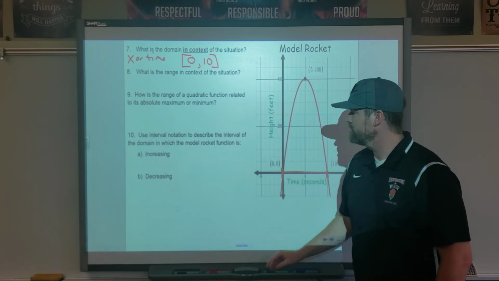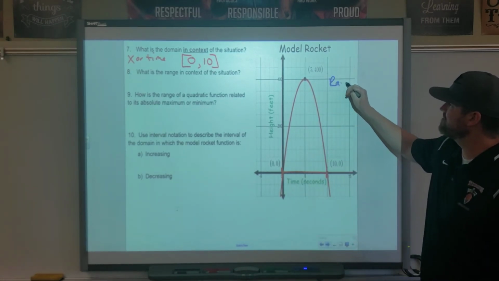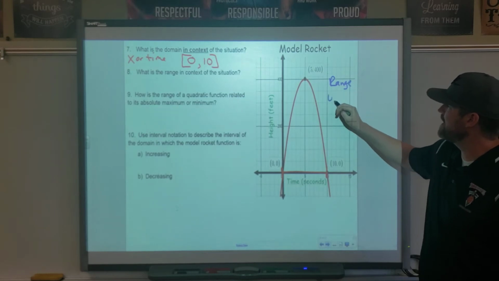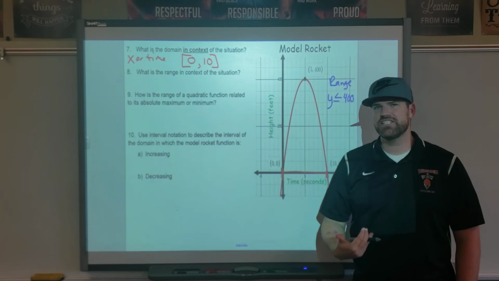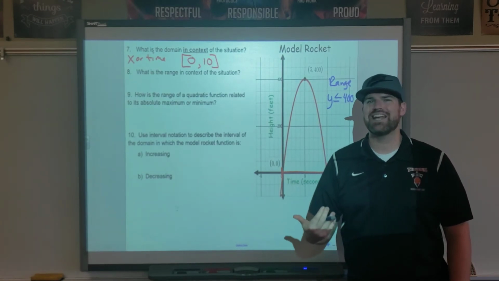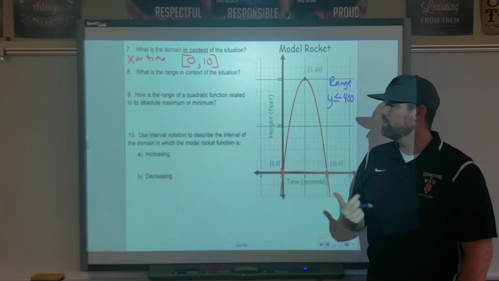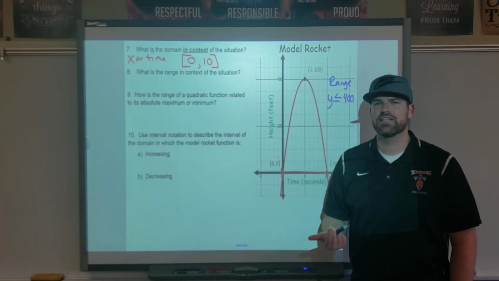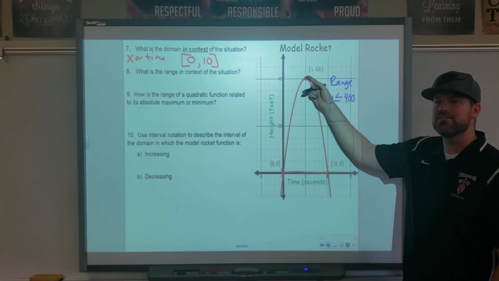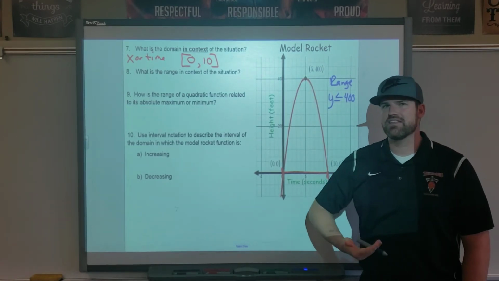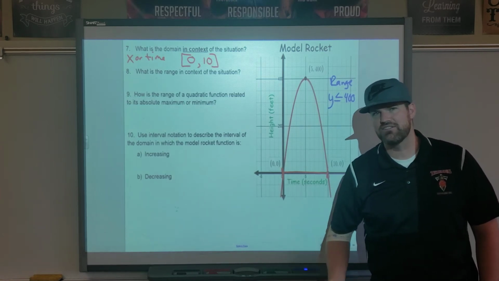Likewise, with the range, we do know that the range in general, if we were just looking at the graph, would be y is less than or equal to 400. But in context of the problem, we have to think about what heights, right, because range is our y and height is y, which heights actually make sense for the rocket to be at? Well, yeah, the rocket did reach 400 feet. We know that. But what's the lowest that the rocket went? Did the rocket go negative 7,000 feet underground?